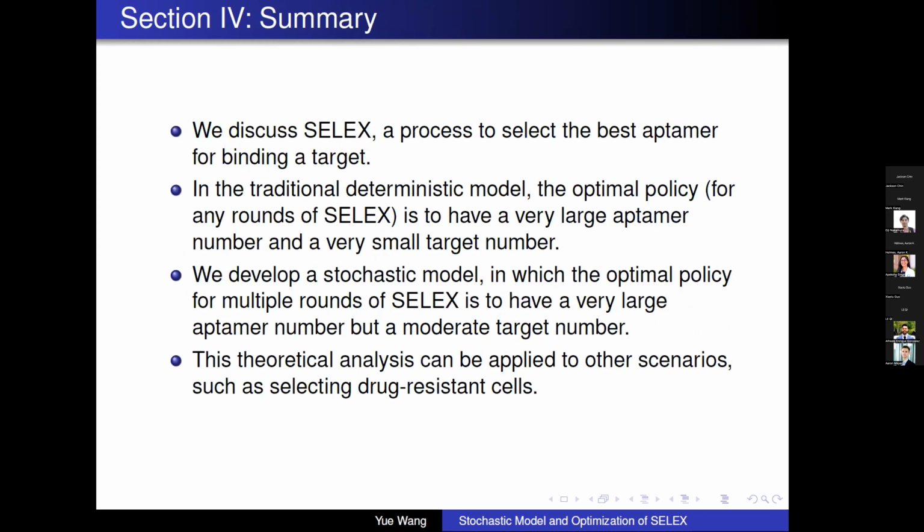So in sum, we first discuss SELEX, which is a process to select the best aptamer for binding a target. In the traditional deterministic model, the optimum policy for any rounds of SELEX is to have a very large aptamer number and a very small target number. And then we develop a stochastic model in which the optimum policy for multiple rounds of SELEX is to have a very large aptamer number, but a moderate target number. This theoretical analysis can be applied to other scenarios, like selecting drug-resistant cells. So that's all. Thank you.